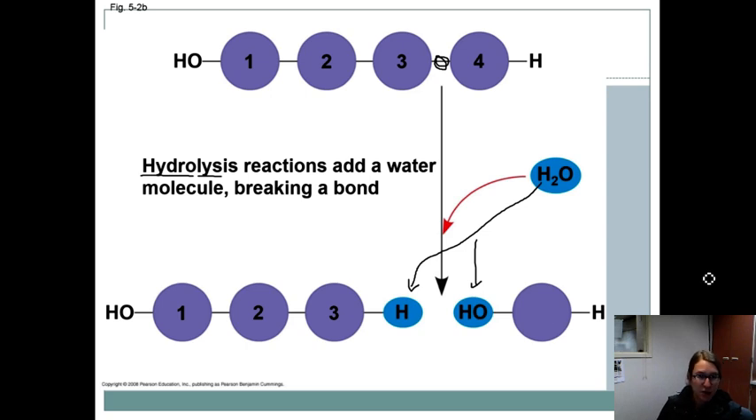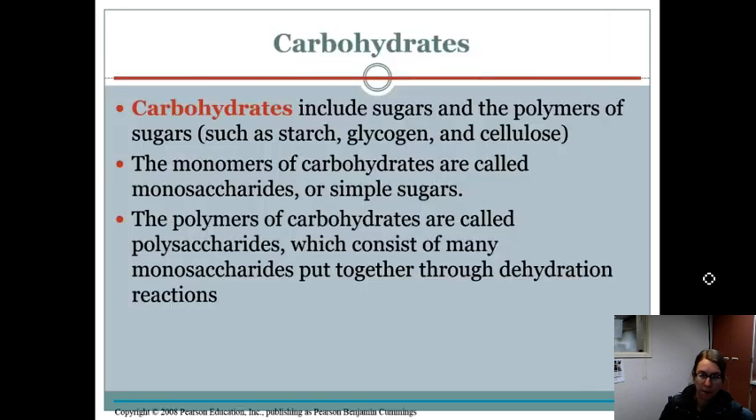This happens anytime you digest your food, because your food molecules are too big to get inside of your body cells by themselves. So you have to break them up into little pieces and then bring the little pieces inside of your cells, where they can be used for energy or to build new macromolecules.